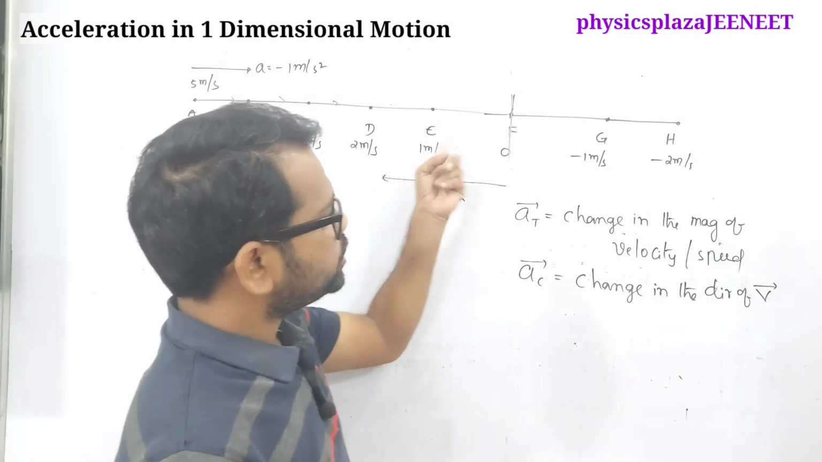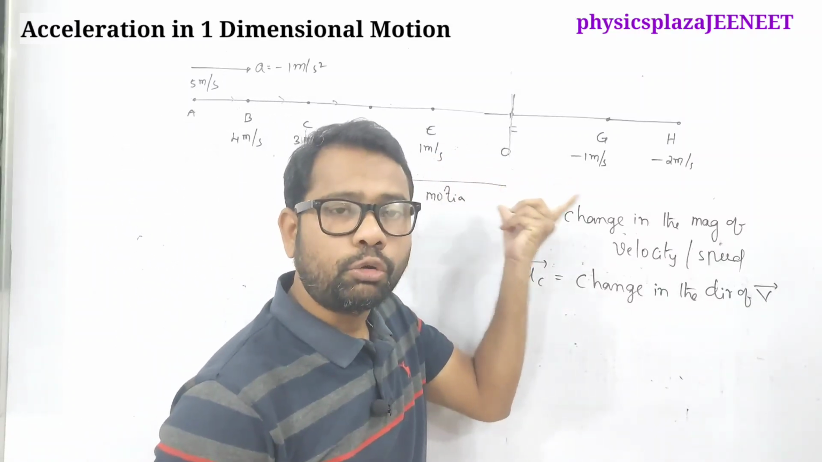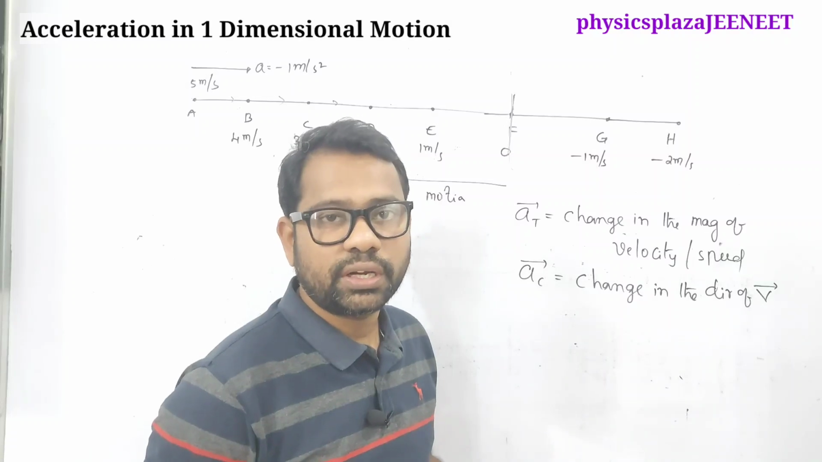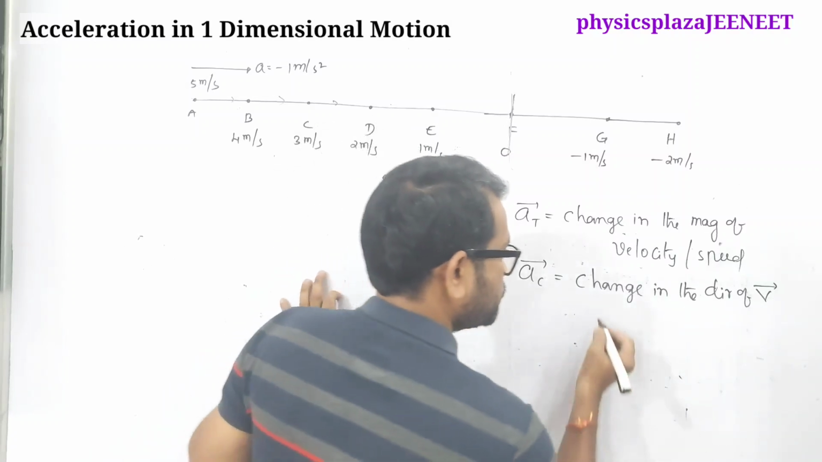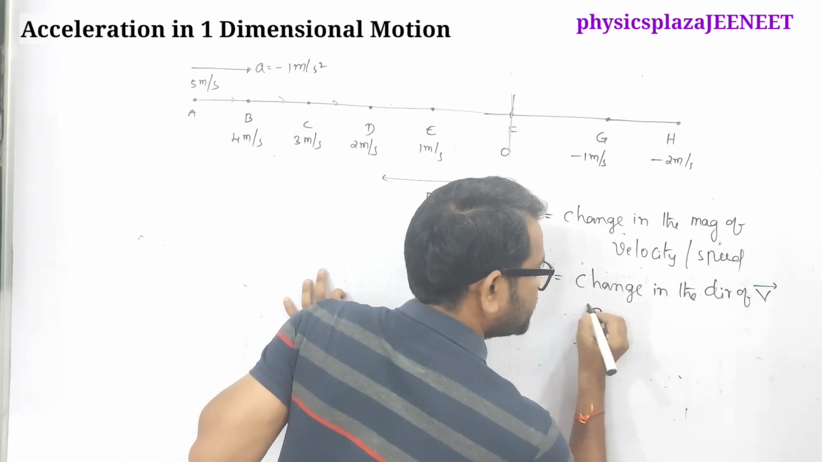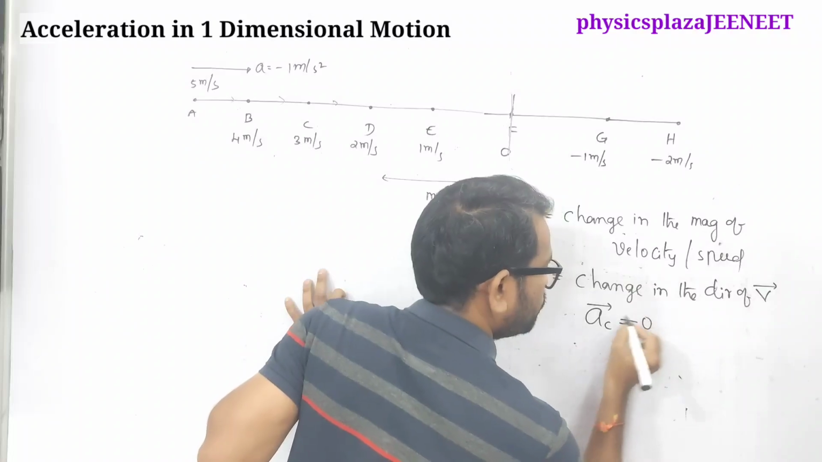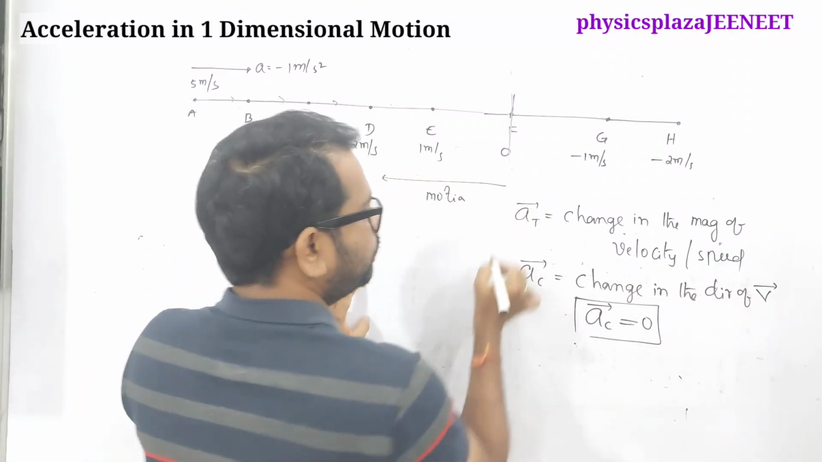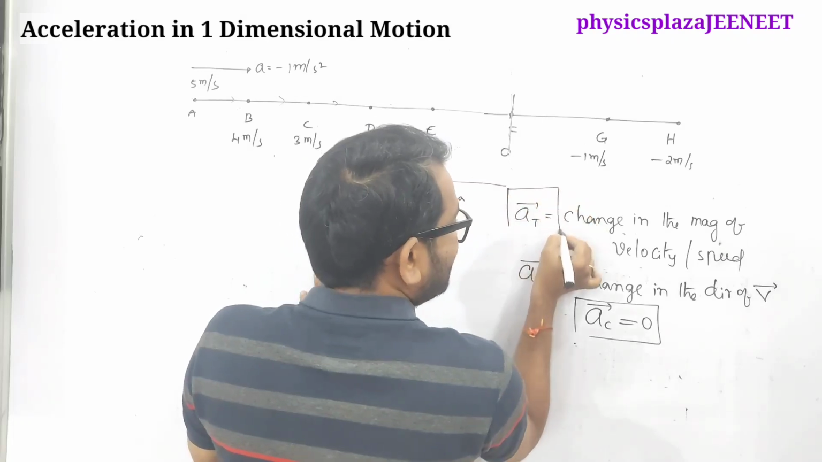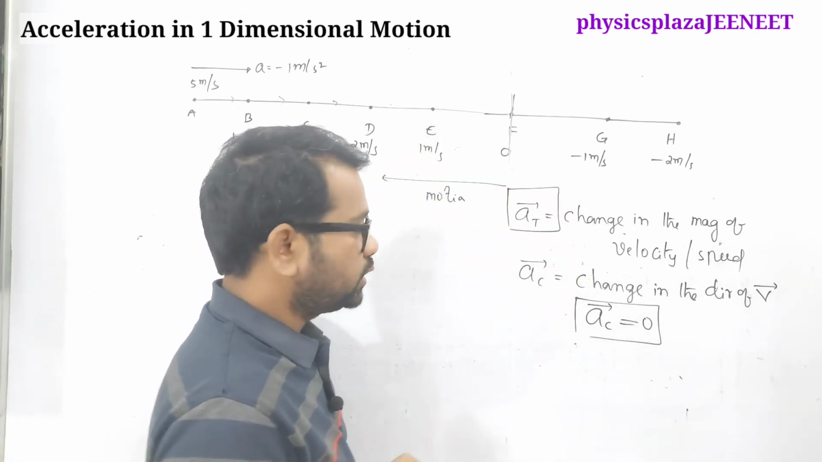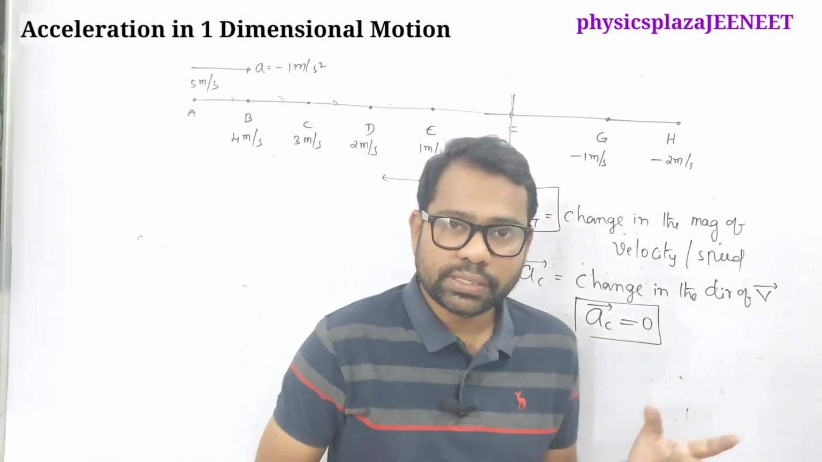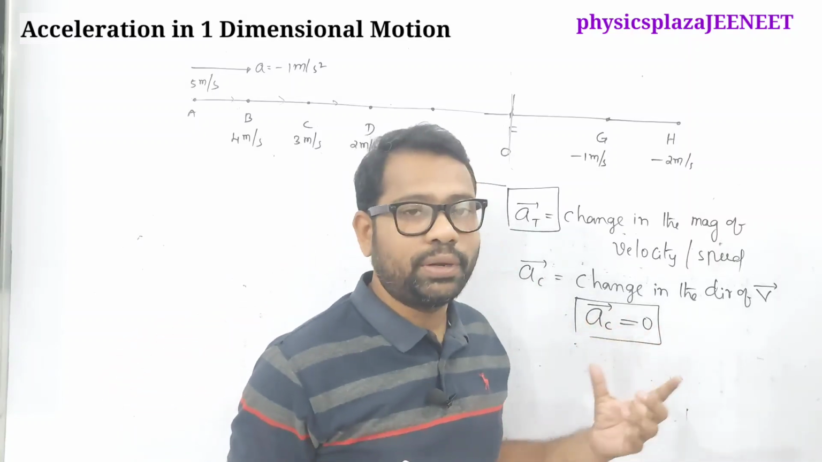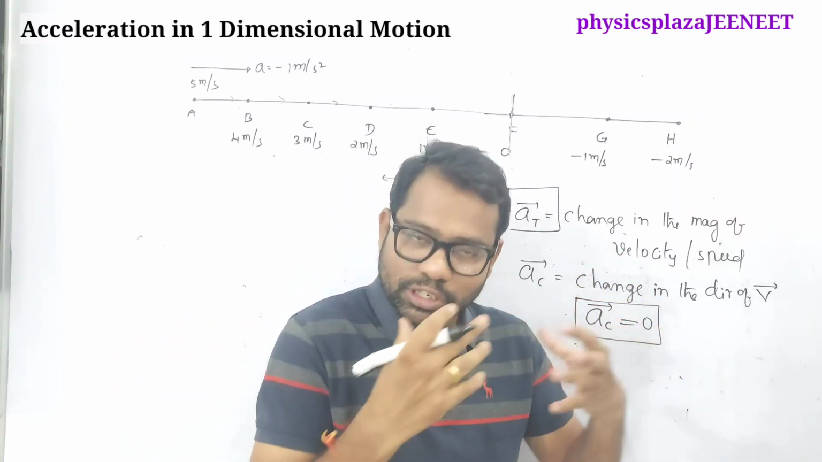Children, is there any change in the direction? No. Which means what? Centripetal acceleration won't come into the picture here in one-dimensional motion. Very, very important. So the centripetal acceleration is 0. Children, very important: in one-dimensional motion, only tangential acceleration will come into the picture. The centripetal acceleration is 0. That's what I said, children. Only in two-dimensional motion will we consider it. I mean, it's not our wish to consider it; that comes into the picture.